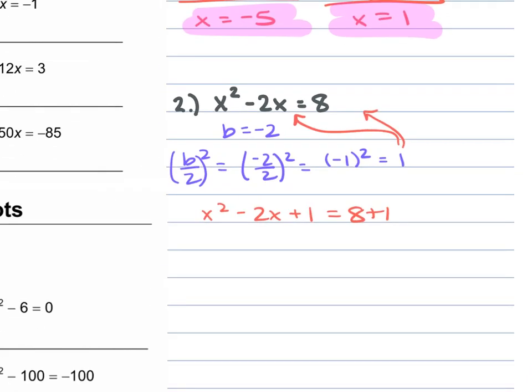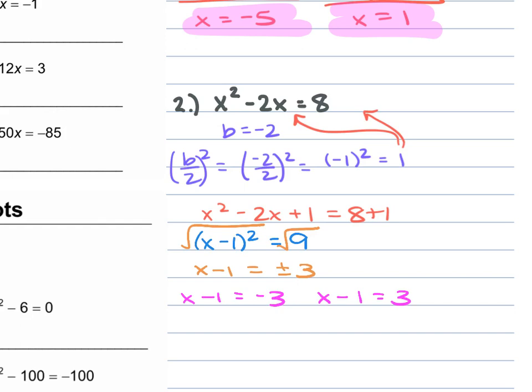So we're going to factor the left, add the right. This is going to be x minus 1 squared is equal to 9. Take the square root of both sides. We get x minus 1 is equal to plus or minus 3. So x minus 1 is equal to negative 3, and x minus 1 is equal to positive 3. We are going to add that 1 to each side of both of these equations to get that x is equal to negative 2, and x is equal to 4.